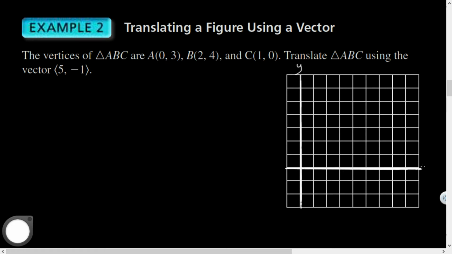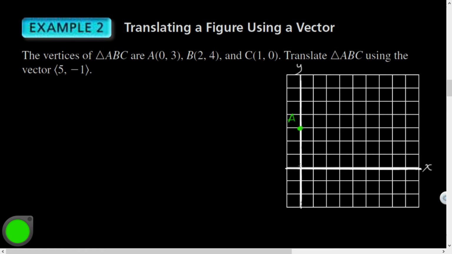Like so. So this will be my x-axis. So let's plot my original. I'll use green for my original point. So triangle ABC, A is 0, 3. Starting at the origin, don't move left or right, move up 3. There's point A. We might as well label it.